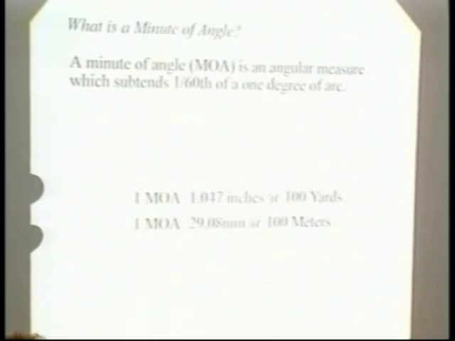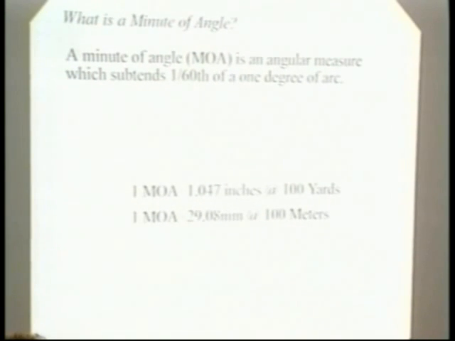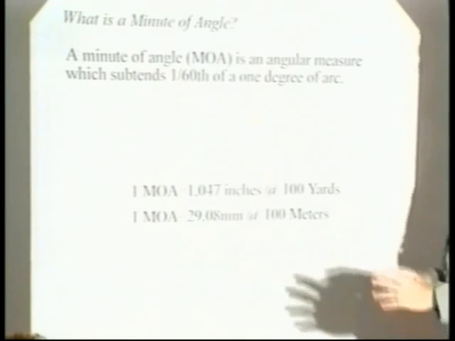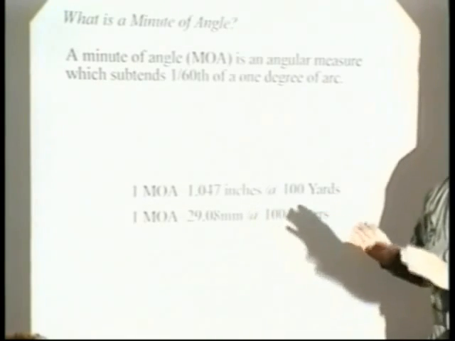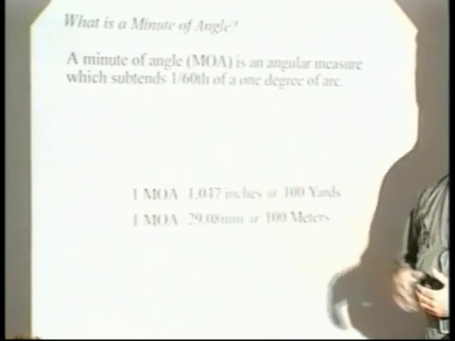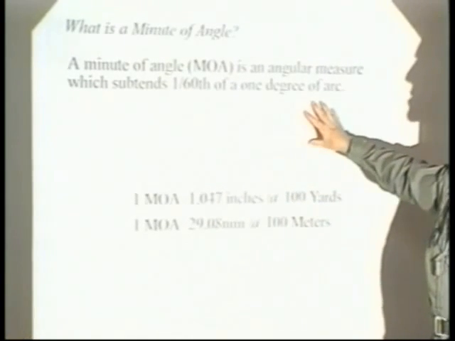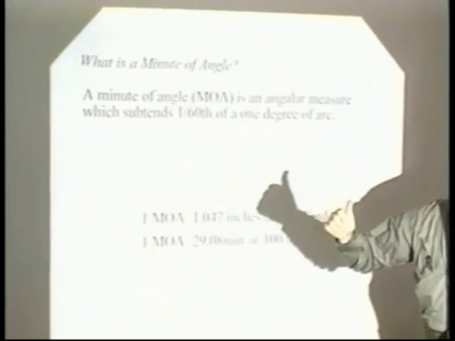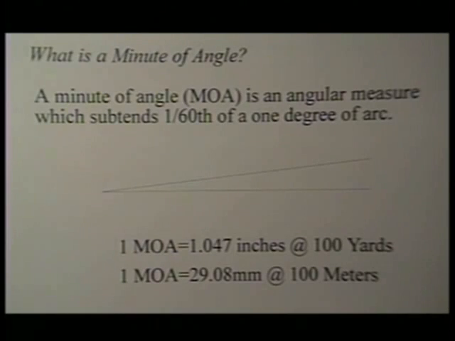Okay, another term that we use is minute of angle. I briefly alluded to that when I talked about degrees, minutes, and angle. We also want to be aware of this when we're talking about changing a point of aim, or actually changing the increments on our scope. A minute of angle is an angular measure which subtends 1/60th of a degree of arc. Essentially, it's 1/60th of a degree. A second is 1/60th of that.